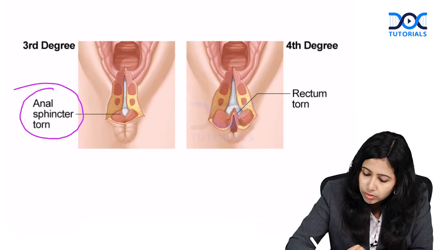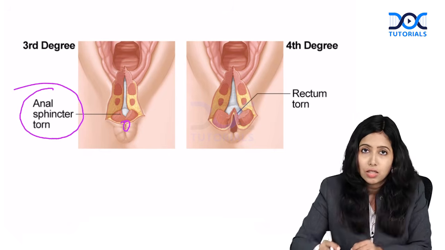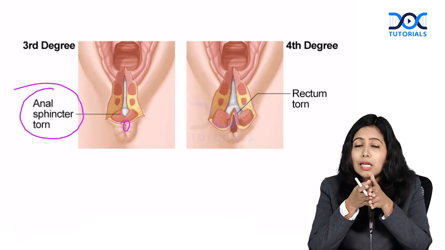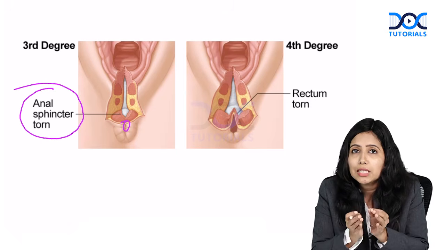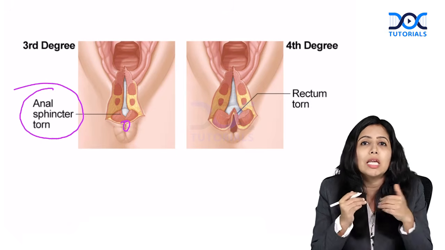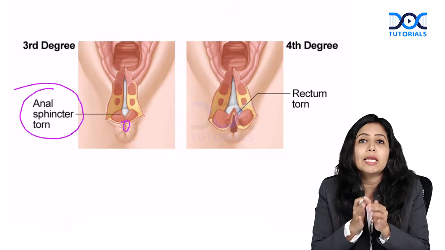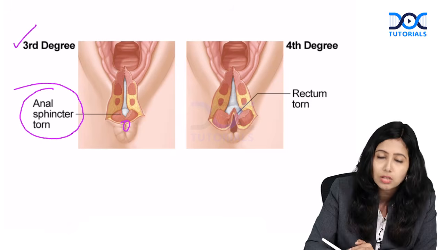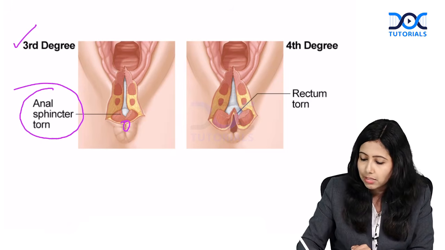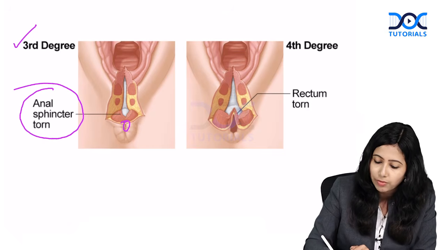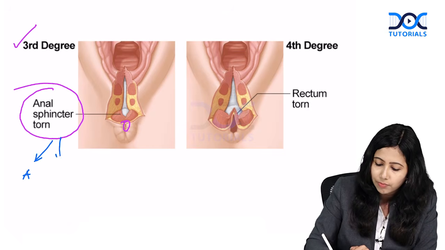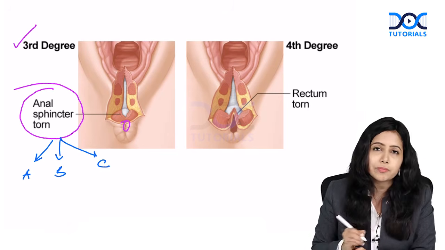So below this, what is there? There is the anus. If the tear is extending below, there is the anus, and above the anus we have the anal sphincters. So the anal sphincters are torn in case of third degree perineal tear. And the third degree perineal tear has been further divided as A, B and C.